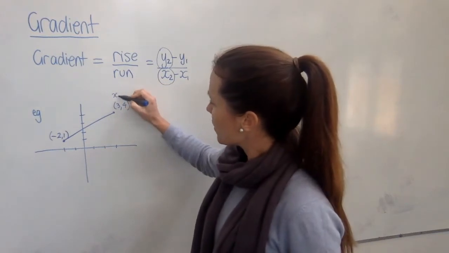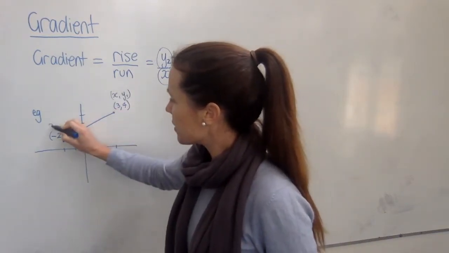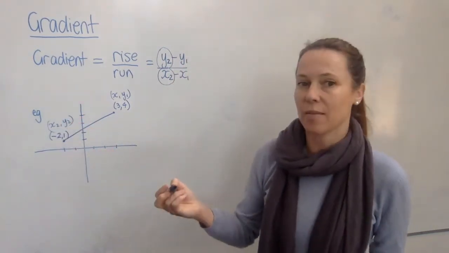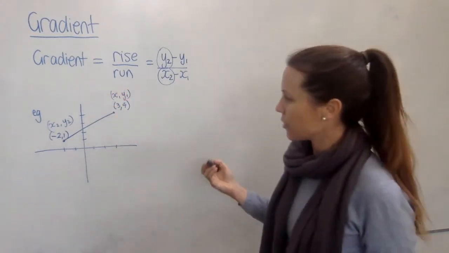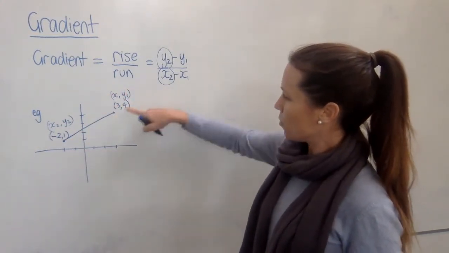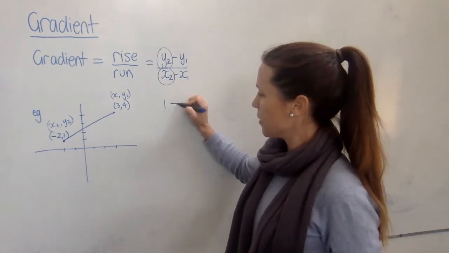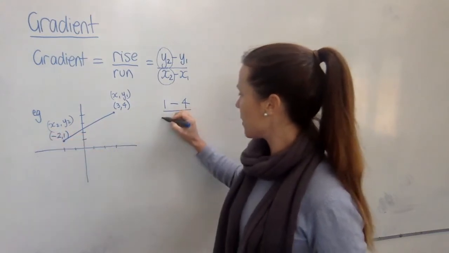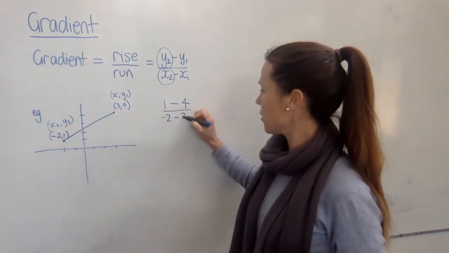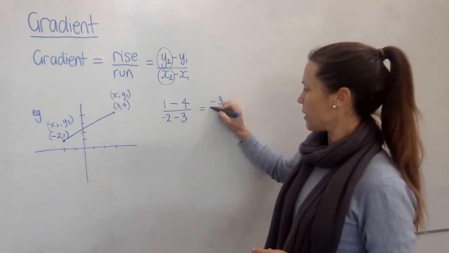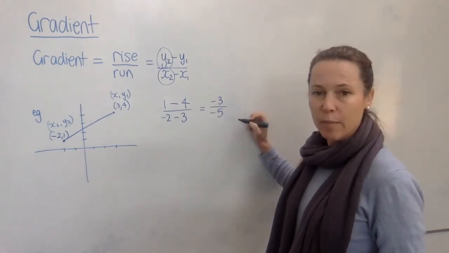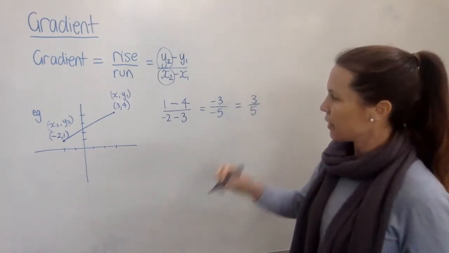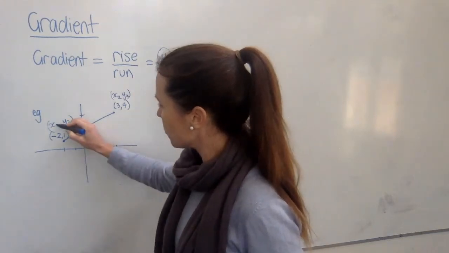If we said that this was x1, y1, and this is x2, y2, you'll see what happens here, and that it actually doesn't matter which way you label these, but it's good to know that it won't matter. Because if we do the y2s first and say we've got 1 minus 4 on the top, and then x2, that's minus 2 minus 3 on the bottom, then we'll get minus 3 up here, and we'll get minus 5 down there, but we know that a negative divided by a negative is a positive anyway, so we're going to get 3/5.